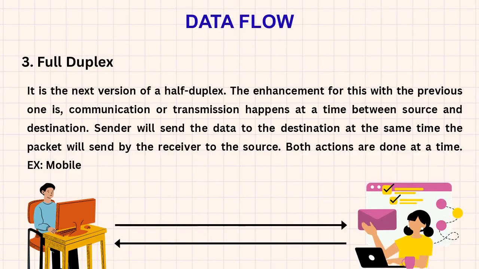Full duplex means two-way communication happens simultaneously. Both sender and receiver can send and receive data at the same time without waiting. Example, mobile phone calls. You and the person you are talking to can speak and listen at the same time.